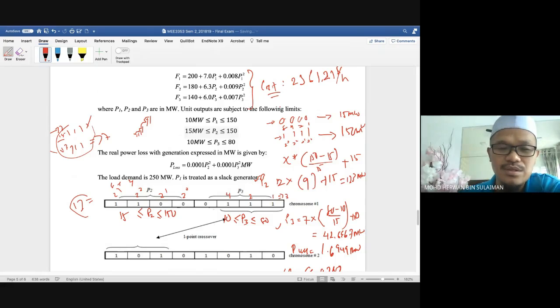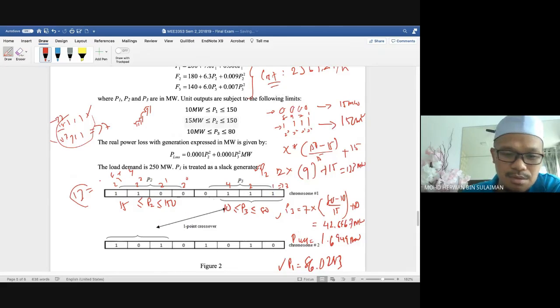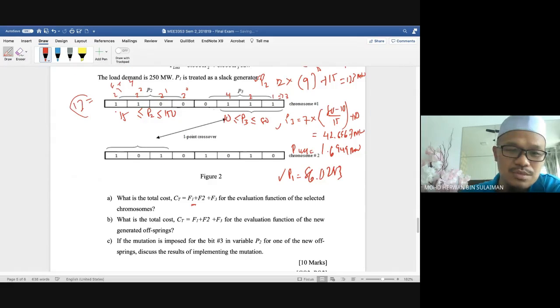Okay, this one is for chromosome number 1, because the question is what is the total cost for the selected chromosomes, these 2 chromosomes. Similar to the previous example, you need to calculate this chromosome and this chromosome. Next, you need to calculate the child or the offspring. Okay, I'm just not sure, can you do it by yourself.